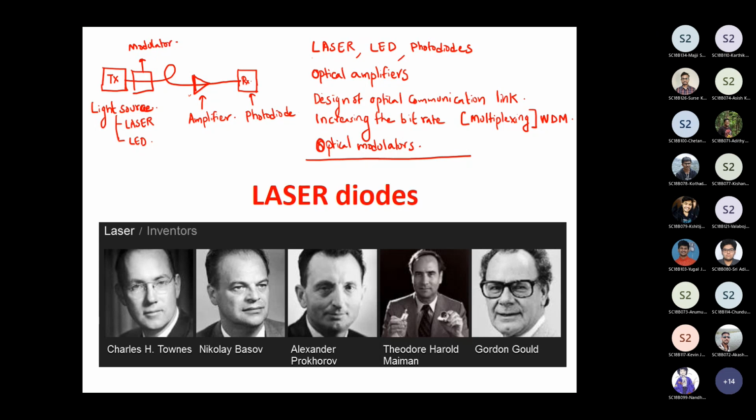You have a modulator. To have a big picture of an optical communication system, we need to understand how all these devices work and how they can be put together so that you get a satisfactory optical communication system. And that is what we do in the design of an optical communication link.